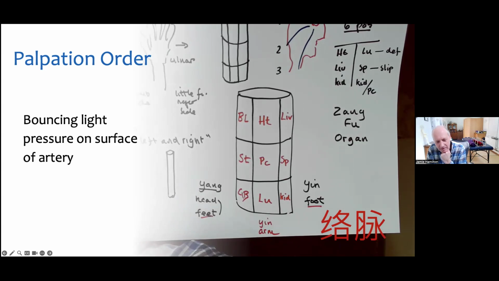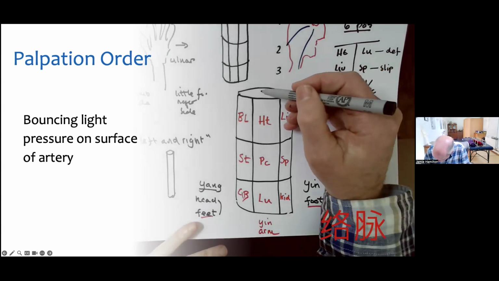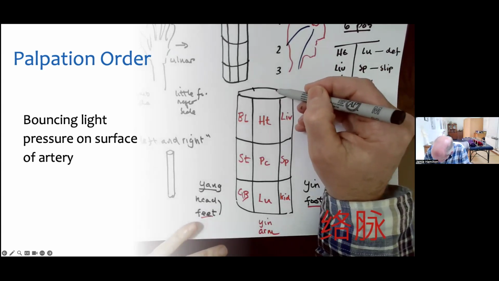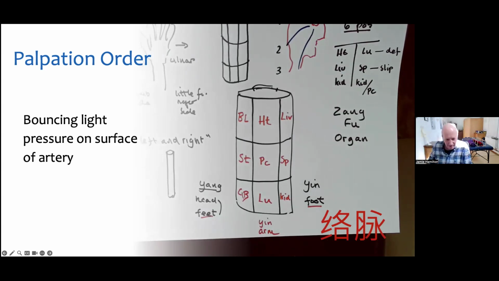What's missing? The other yang channels, exactly. The other yang channels are not there. Okay, so some people say, oh well, it's not surprising the yang channels aren't there because you can't feel the back section here. So maybe the yang channels should be there, but I think that's not a very nice argument.